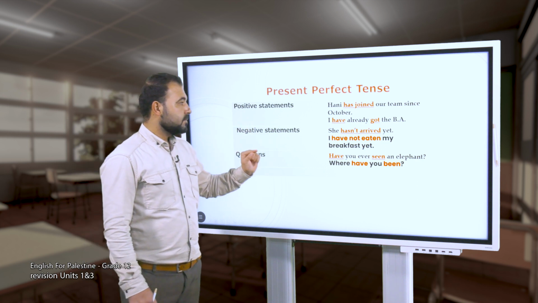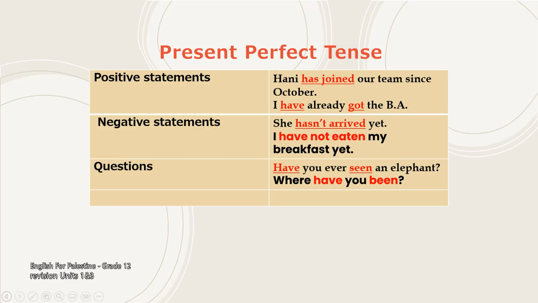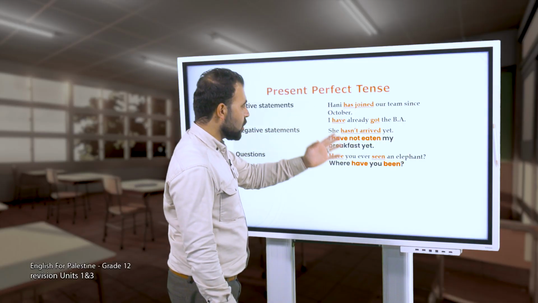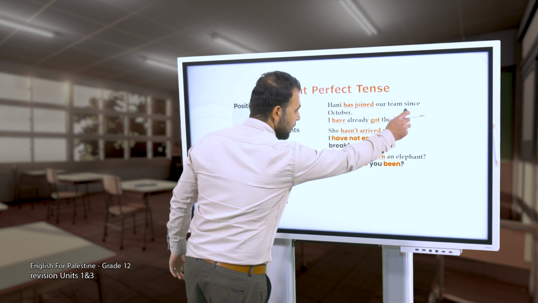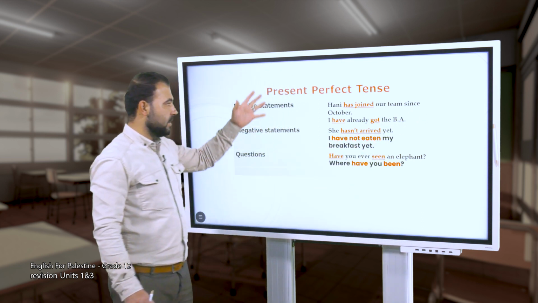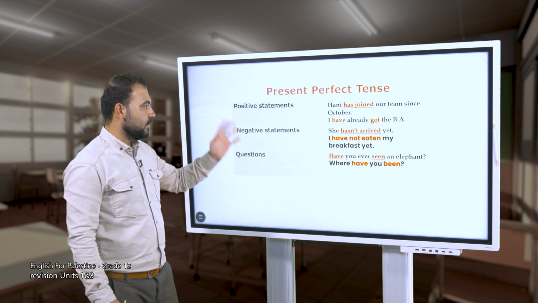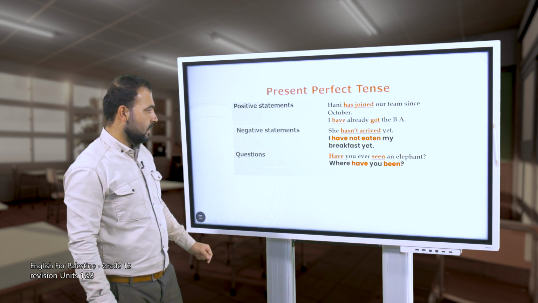Positive statements. Hani has joined our team since October. Hani is a singular subject, so we use has plus the past participle form of the verb. Hani has joined our team. Since is a keyword which represents the perfect tense, the present perfect, since October.